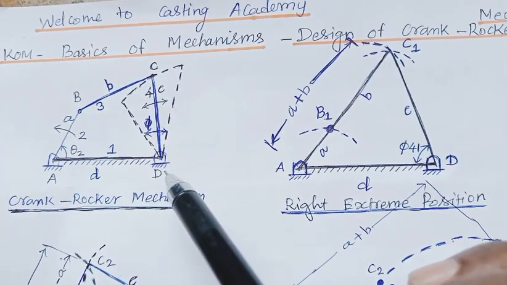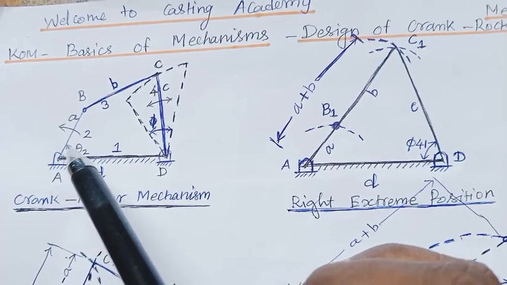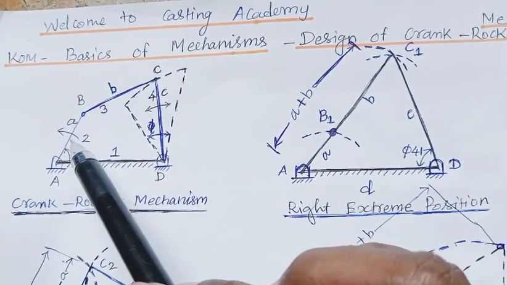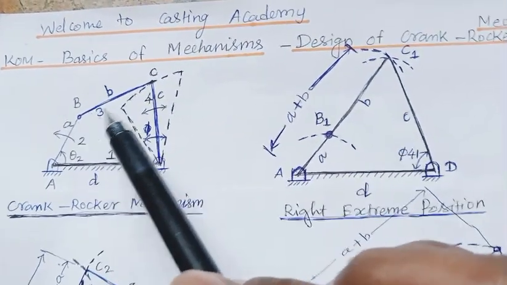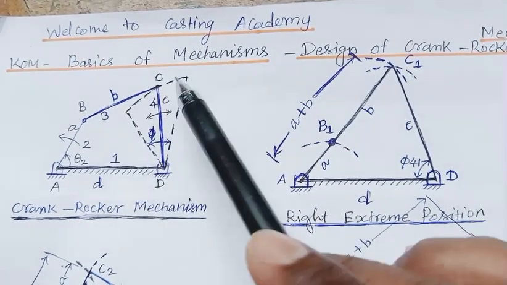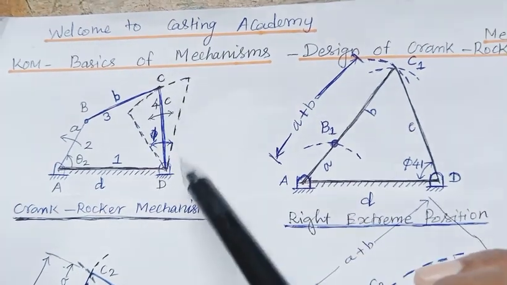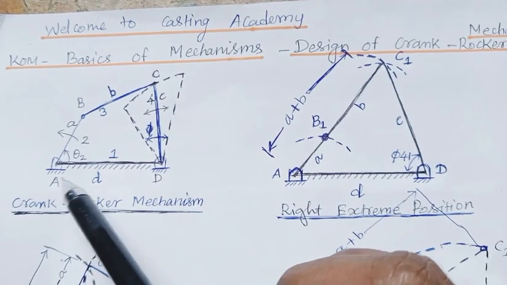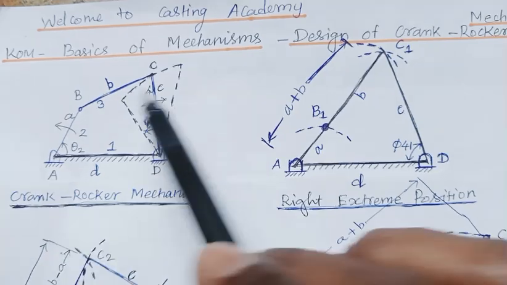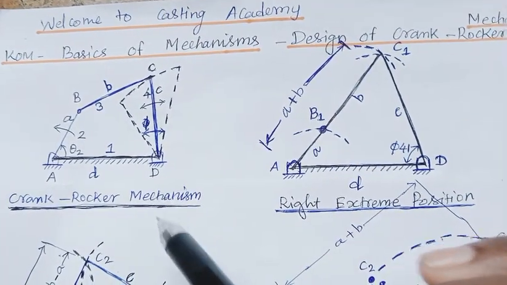You see the particular link lengths: AB, the crank length, equal to a; BC, the connecting rod length, equal to b; CD, the rocker length, equal to c; and the frame length equal to d. This is the crank rocker mechanism.